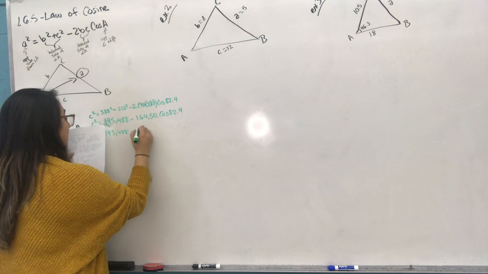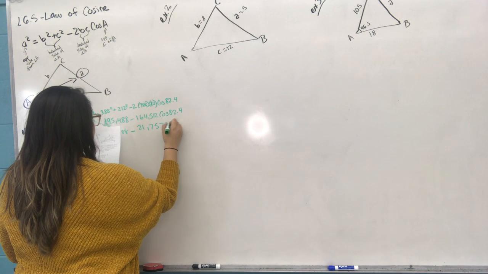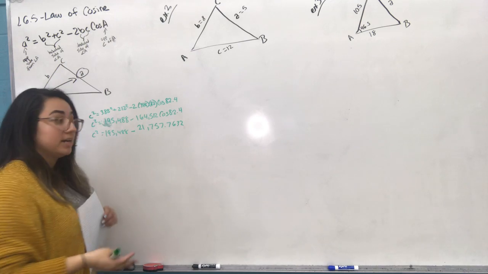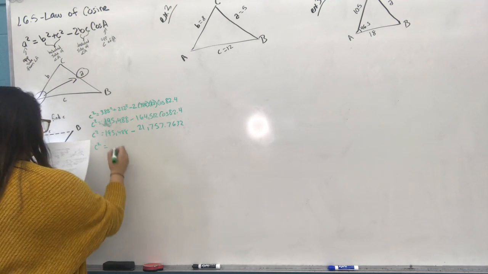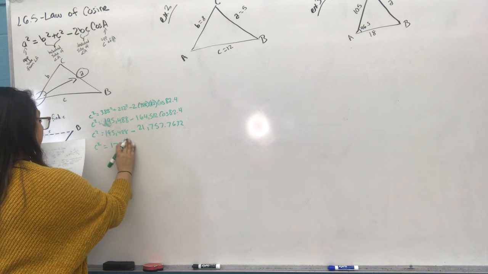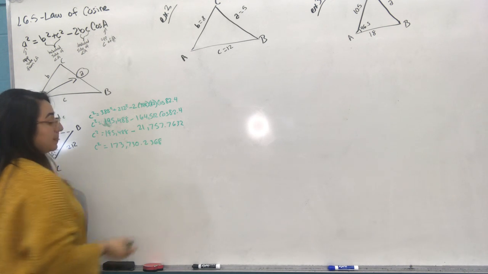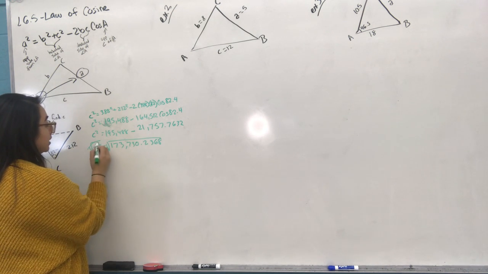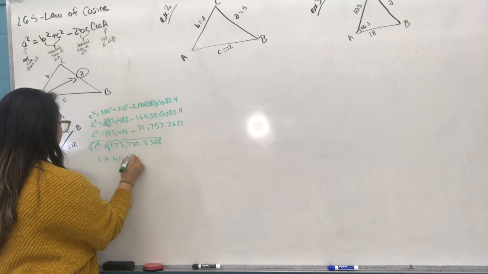When I multiply it together, I get 21,757.7632. Try to keep it within 4 places until the very end, and then I round. Now I subtract those two. I end up with about 173,730.2368. So I get a bunch of decimals. In the end, you square root both sides because it's a c squared. So c is now equal to about 416.8.